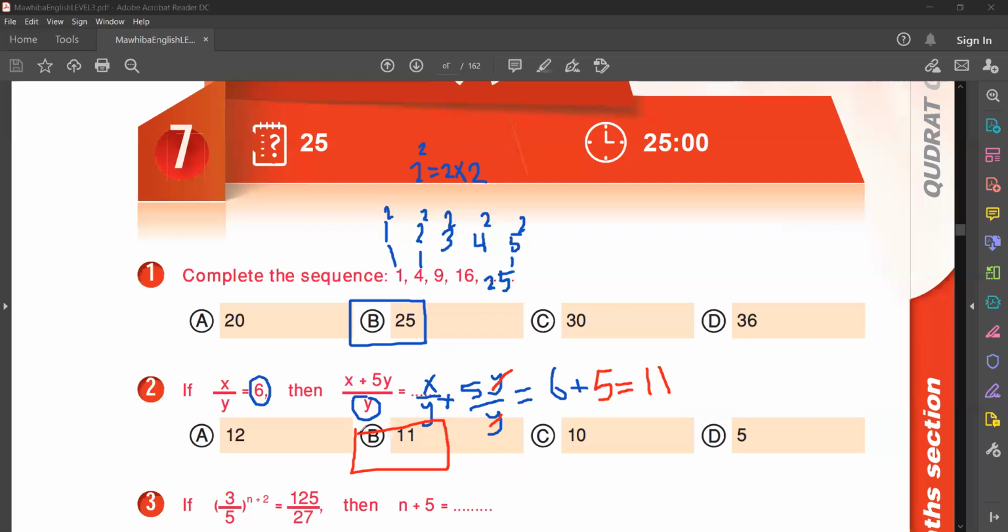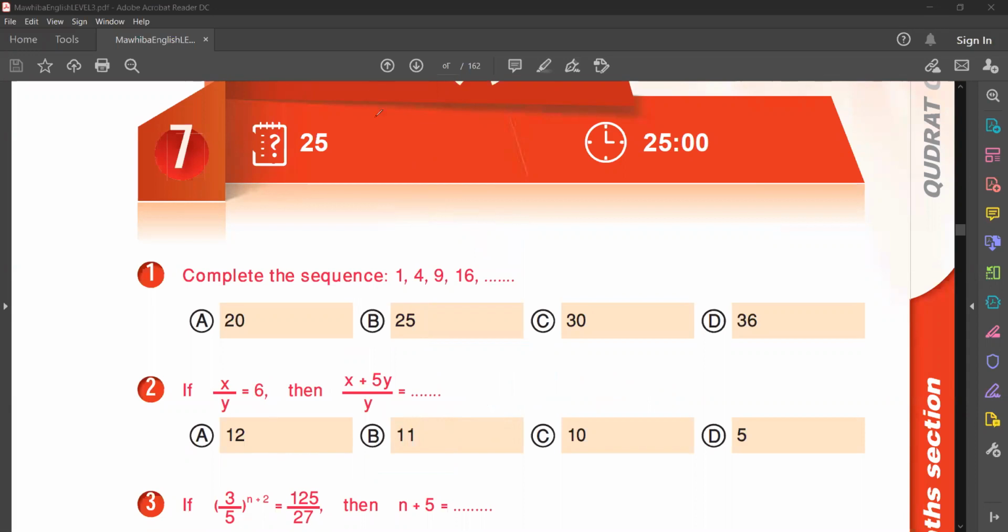No problem, I repeat. How to get the answer? Okay, now the answer is B. Okay, is it clear? We can also find this answer another way. How? Maybe you can write here 6 over... Okay, I try it another way.